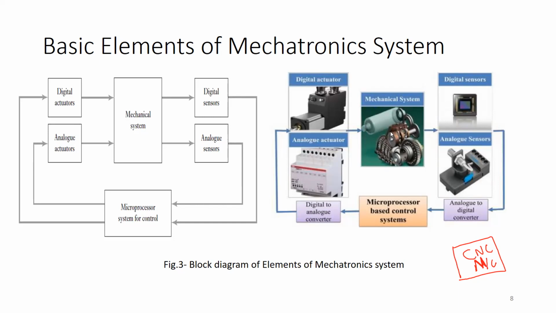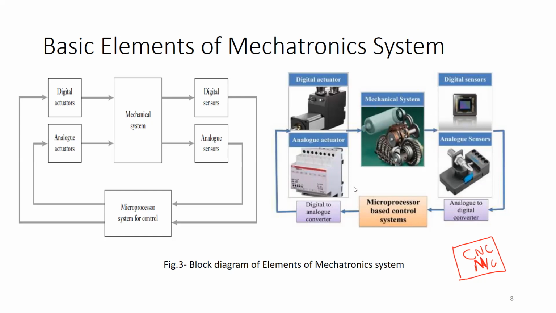So the mechanical system is attached to a sensor giving data in analog form, which needs to be converted to digital form, then processed in the microprocessor. Then the data from the microprocessor, coming in digital form, again needs to be converted to analog form, then the analog signal to the actuator is running the mechanical system.